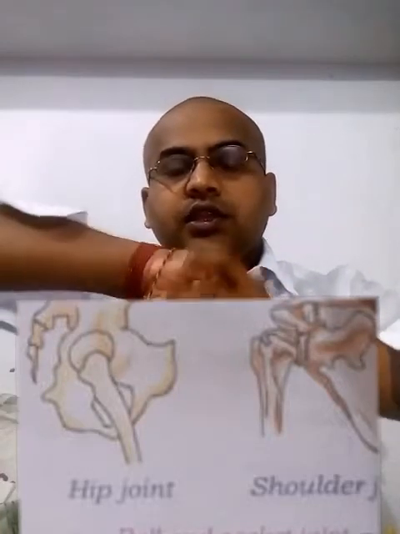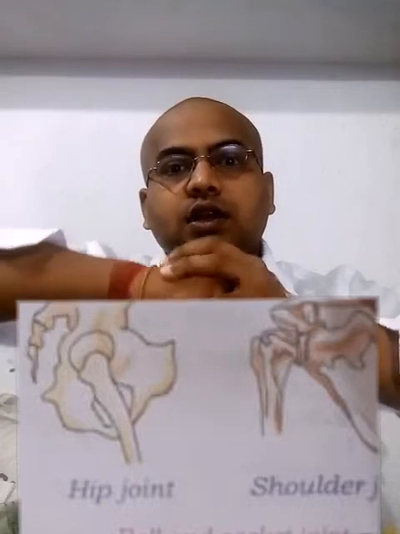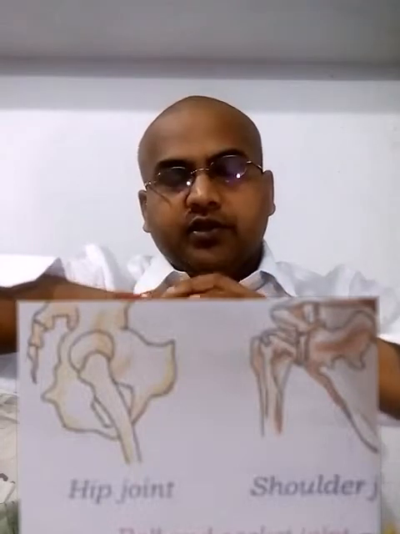This allows a long circular movement. So our arm can move in a circle, round and round. This joint allows us to move properly. So class, this is a ball and socket joint.